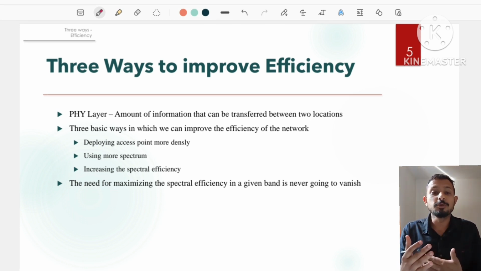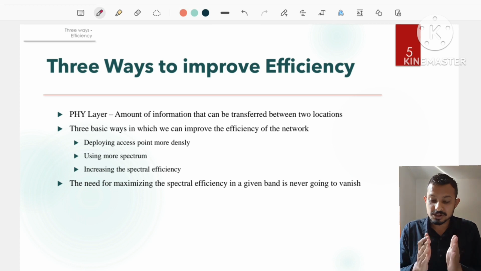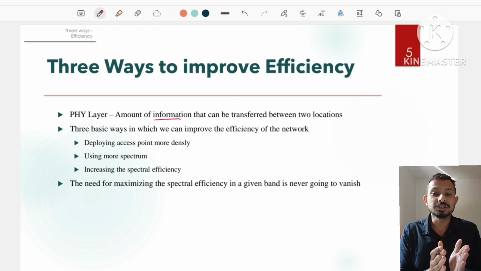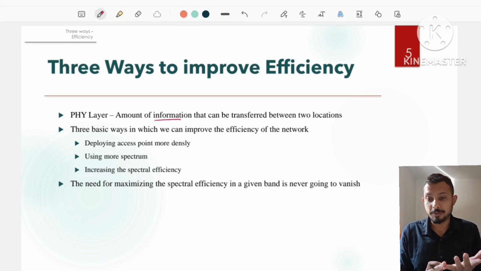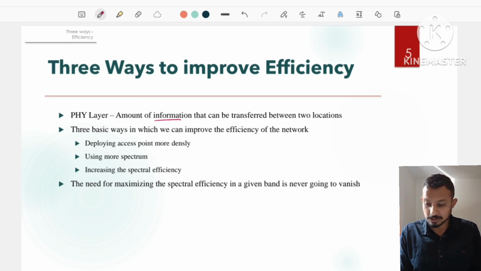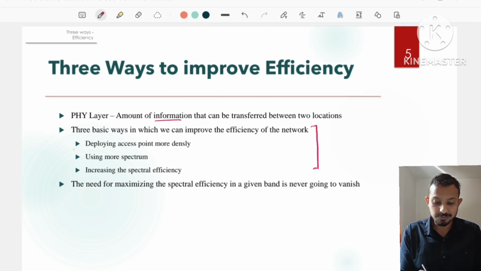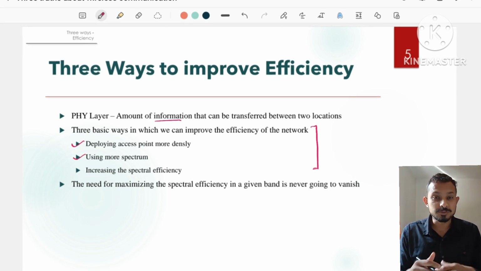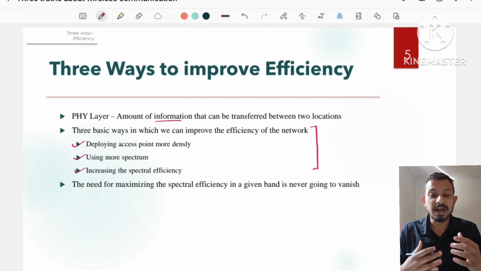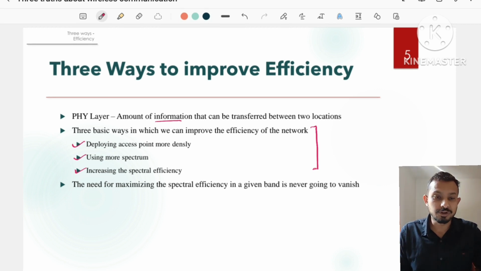Now, given the history of more than a century of wireless innovation, we must look at the physical layer, because the amount of information that can be transferred between two locations is limited by the availability of spectrum, the laws of electromagnetic propagation, and the principles of information theory. So, the three basic ways by which we can improve the efficiency of the network: first, we deploy the access points more densely; second, we utilize more spectrum; and third, we increase the spectral efficiency, that is, the number of bits that can be conveyed per second in each unit of bandwidth.